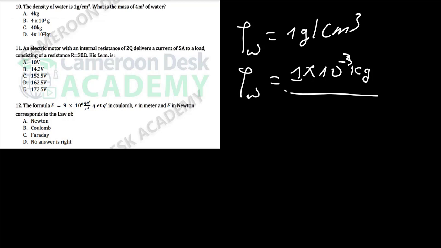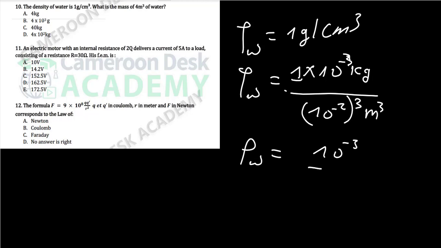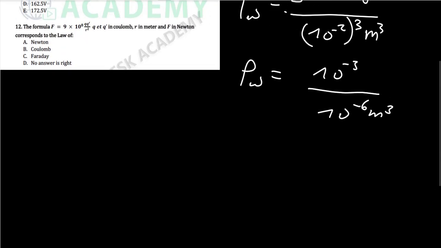So 1 cm cube from centimeters to meters, remember we divide by 100, so it's 10 to the negative 2, all of that cubed. So the density of water will be equal to 10 to the negative 3 divided by 10 to the negative 6 meters cube, and this gives us a value of the density of water equal to 10 raised to the power 3 kilogram per meter cube, which is standard.